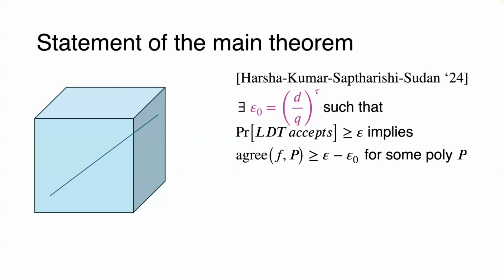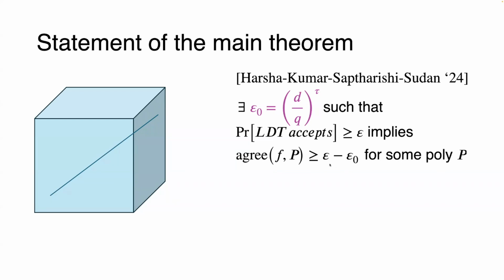So we conclude with the statement of the main theorem again, which is that we show that there is some threshold epsilon naught that looks like d by q to the tau for some constant tau, such that if we have a points table that accepts the low degree test with probability at least epsilon, then it must be the case that there is some low degree polynomial p such that f and this polynomial p agree on at least epsilon minus epsilon naught fraction of the faces.